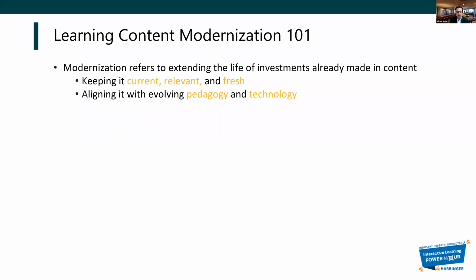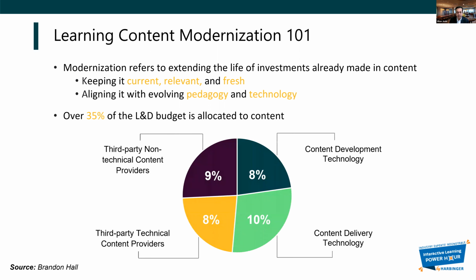Now, what's the big deal about content anyway? I would say over 35% of the L&D budget is allocated to content. And this is according to a Brandon Hall study, a benchmarking study that shows this. And this could be as much as 7 figures worth in many large organizations. So we're talking about significant investments in third-party, non-technical content, which is about 9%, third-party technical content, which is about 8%. So here you're talking about things like Udemy or Coursera or BizLibrary or Skillsoft, that sort of stuff.